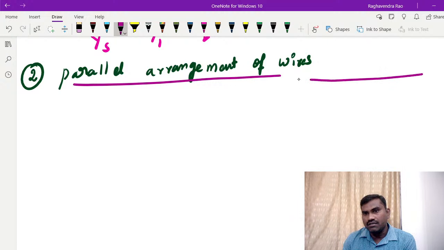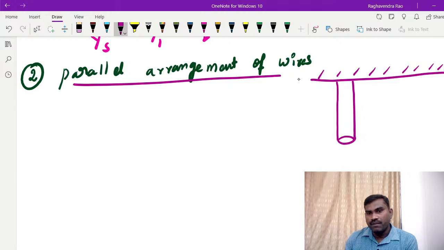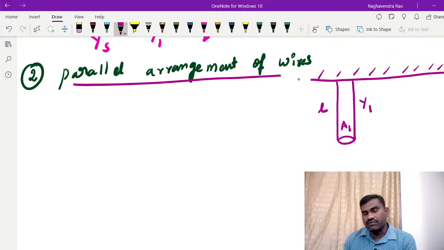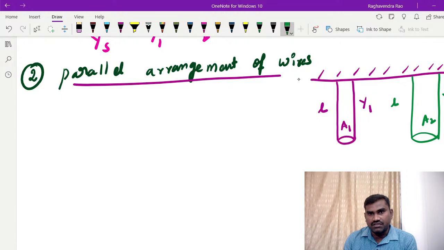Now you can take a rigid support. So this is a wire of length L, Young's modulus Y1, area of cross section A1, and another wire also having the same length but the area of cross section is different, and Young's modulus will be different. These are made up of different materials.